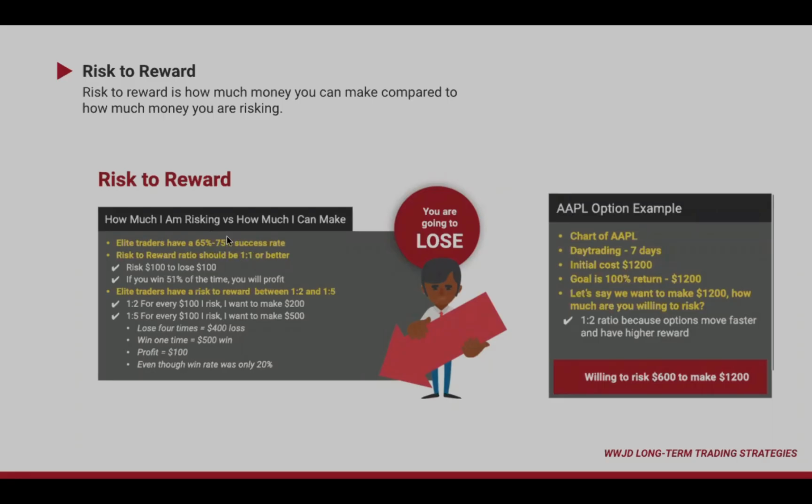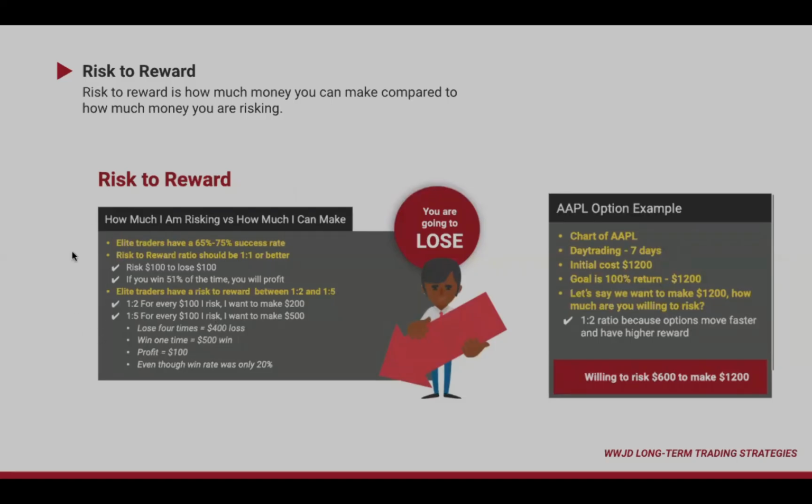All right. I win 4 out of 5 times of the week, maybe 3 out of 5 times of the week. I can win 2 out of 5 times of the week and I still profit. Why? Because I risk a little bit to make a lot. Elite traders are going to risk $100 to make $200 or $100 to make $500. Y'all hear what I just said? Elite traders risk $100 to make 200 or 100 to make 500.